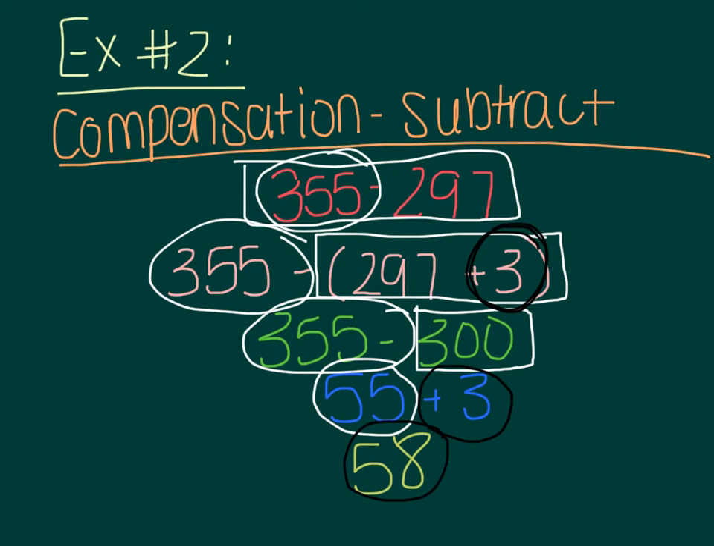So if you think back to the one we just did with addition, we added 2 to one number, but then we took away 2 from the other number to make it even. But that's because we were adding. When you're subtracting, you're going to add to both numbers. So write that down, if that will help you remember.